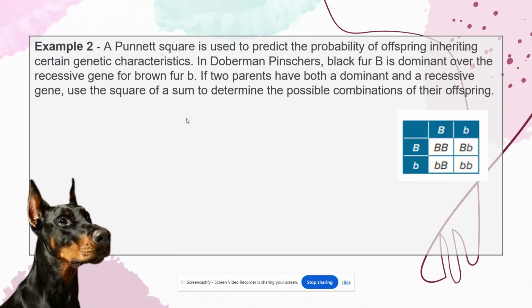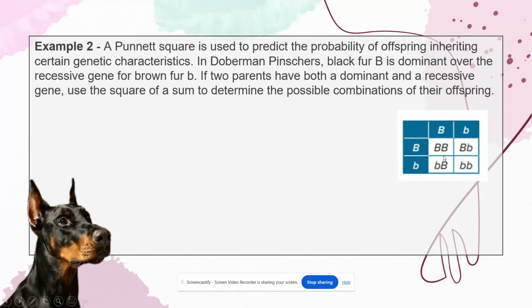Okay, if we look at a Punnett square, hopefully you guys have heard of Punnett squares in science class. They use Punnett squares to predict the probability of offspring inheriting certain genetic characteristics. So in Dobermans, black fur is represented by a capital B. It's the dominant trait over the recessive gene for brown fur, the lowercase b. Okay, so if 2 parents have both a dominant and a recessive gene, we need to use the square of a sum, what we just learned, to determine the possible combinations.